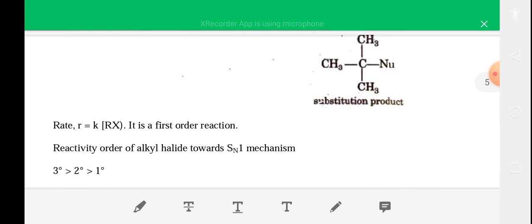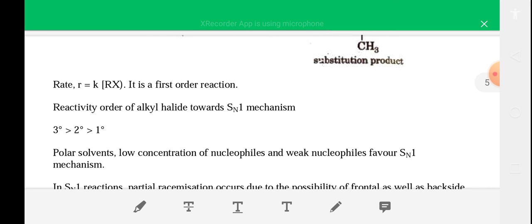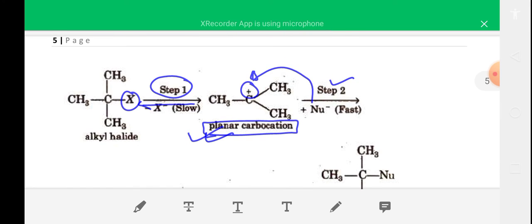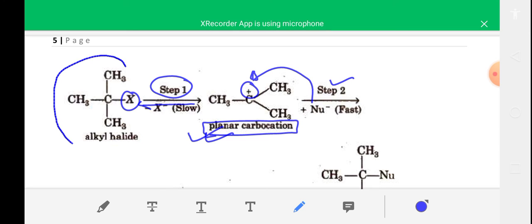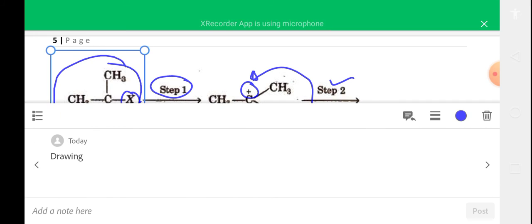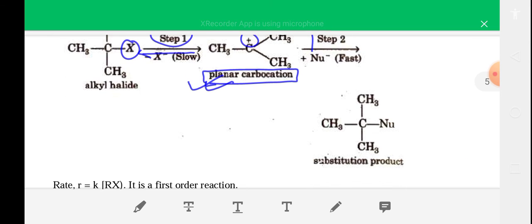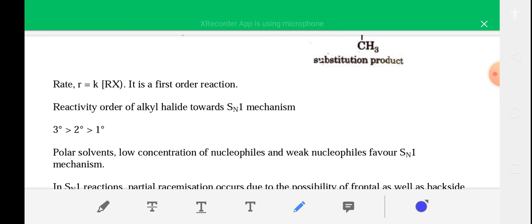Okay, so it is a substitution reaction, and in this reaction the rate of the reaction depends only on the concentration of substrate. That's why this is unimolecular reaction. In SN1 reaction, the rate of the reaction depends on the concentration of reactant only. That's why it is first order reaction, and molecularity is 1. And reactivity order of alkyl halide towards SN1 mechanism, 3 degree alkyl halide is more reactive than 2 degree than 1 degree. Very important point, remember that.